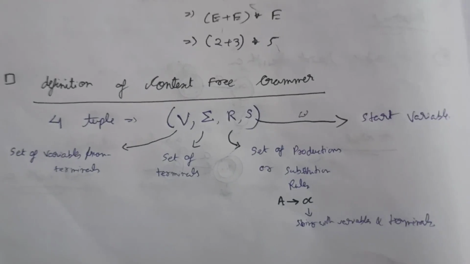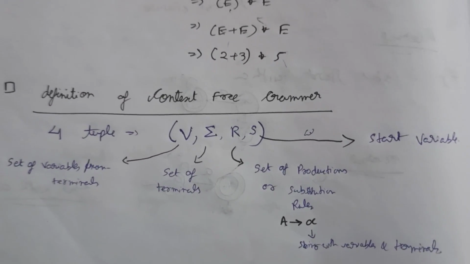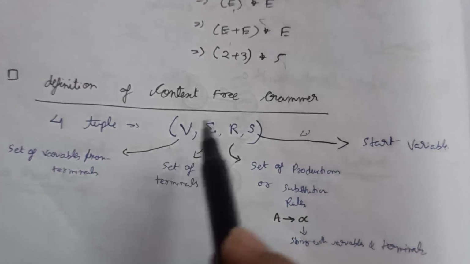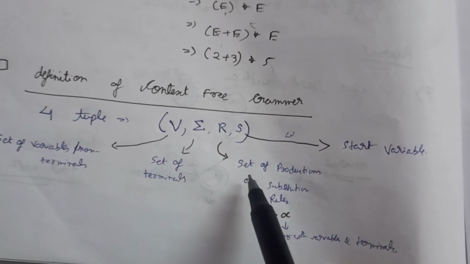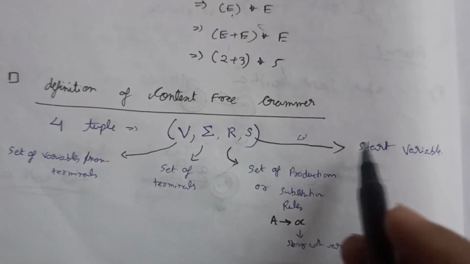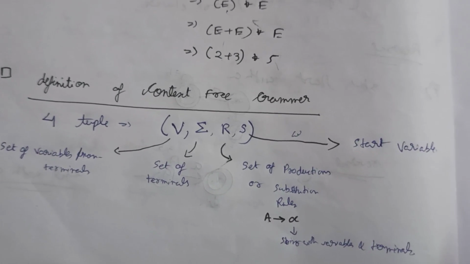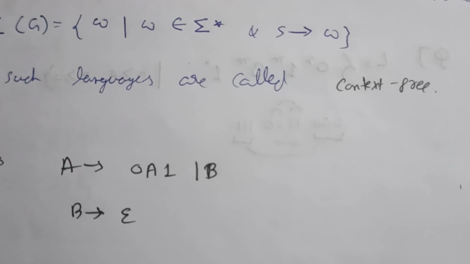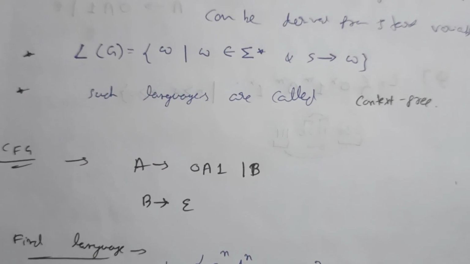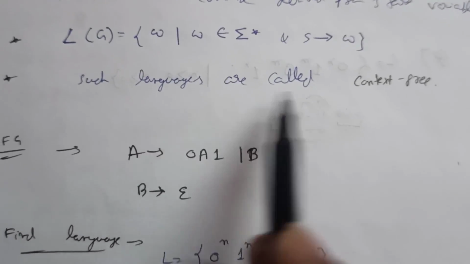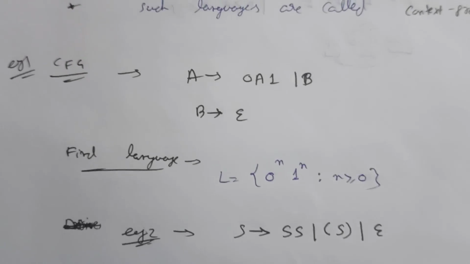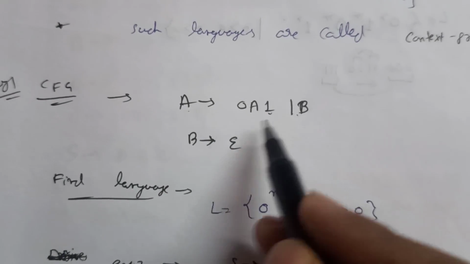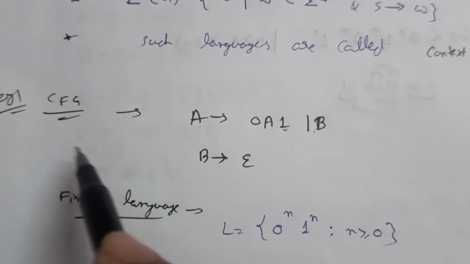How to define a context-free grammar is just similar to the regular grammar. This is the set of variables, the set of terminals, the set of production rules, and this is the start variable. As we already know, the languages accepted by regular grammar are known as regular languages, so the languages accepted by context-free grammar are known as context-free languages. Here is an example of a CFG: A to 0A1, or A to B, and B to null. How do we write the language for this grammar?